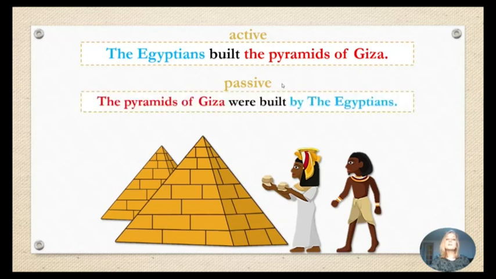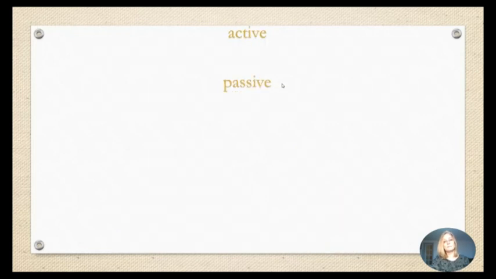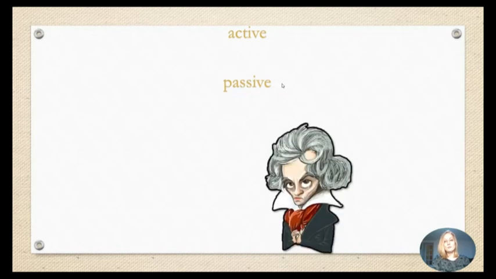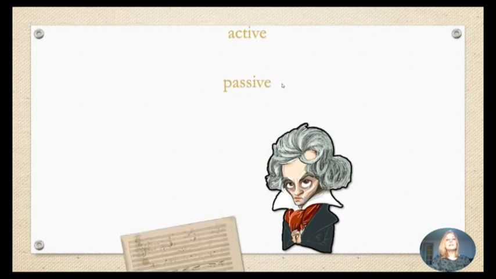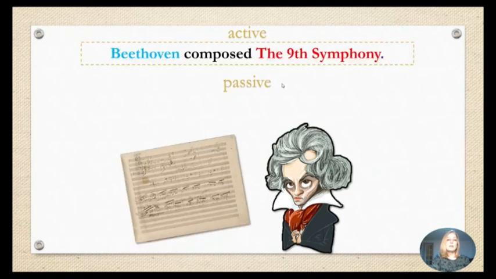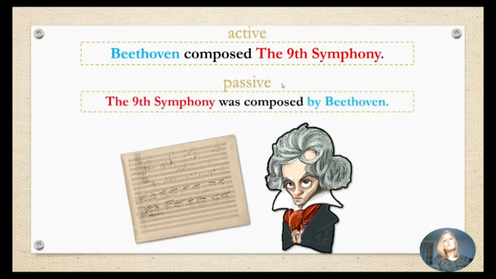The pyramids of Giza were built by the Egyptians. This is a past simple passive sentence. Okay. The next one. Who is this? Do you know? It's Beethoven. Yes, and the sentence is, Beethoven composed the 9th Symphony. The 9th Symphony was composed by Beethoven.